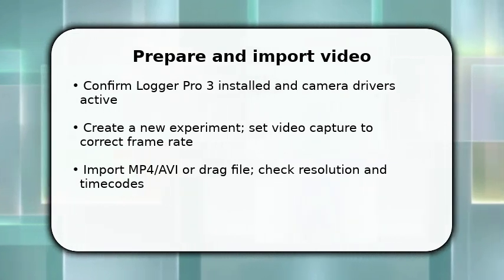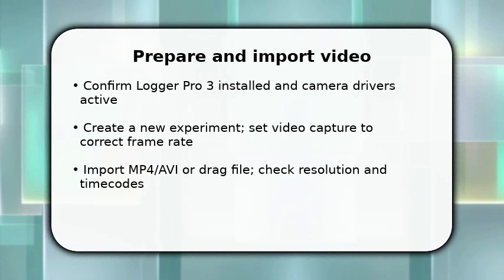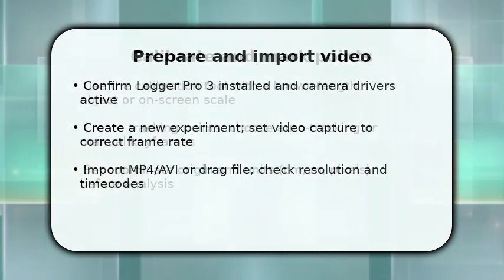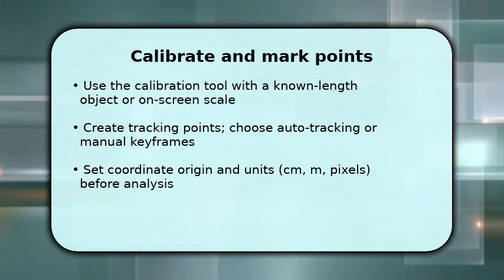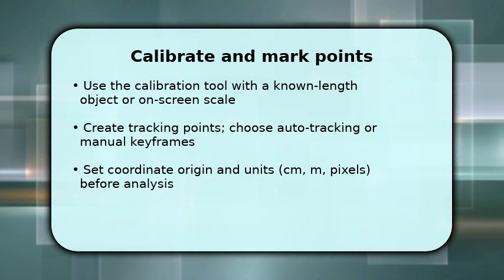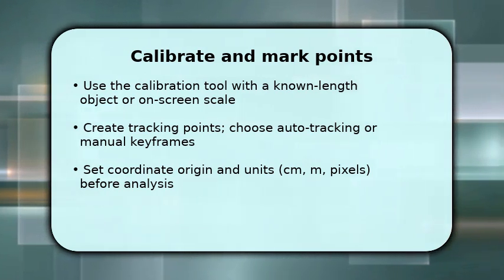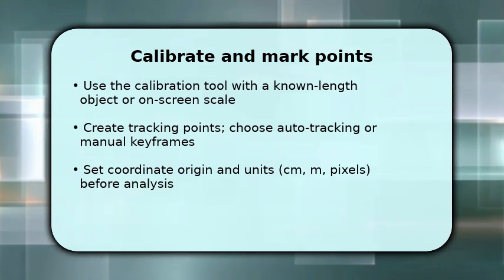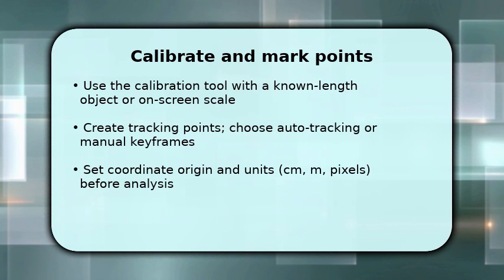If they do not, adjust frame rate or use the trim tool so your first frame corresponds to t equals 0. Next, calibrate the spatial scale by placing Logger Pro's calibration line on a known length object in the frame and enter that distance. Then set the coordinate origin and preferred units so distances convert correctly. This matters for velocity and acceleration calculations.